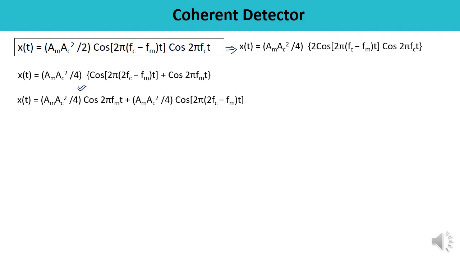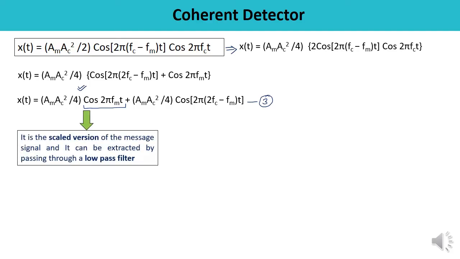If you visualize this particular equation, you can summarize it. The first term is cos 2 pi FMT. This is nothing but the original signal which has a frequency FM. You can observe that this first term is the scaled version of the message signal, the scaled version of the original signal, and out of these two terms this term can be extracted if this is passed through a low pass filter.